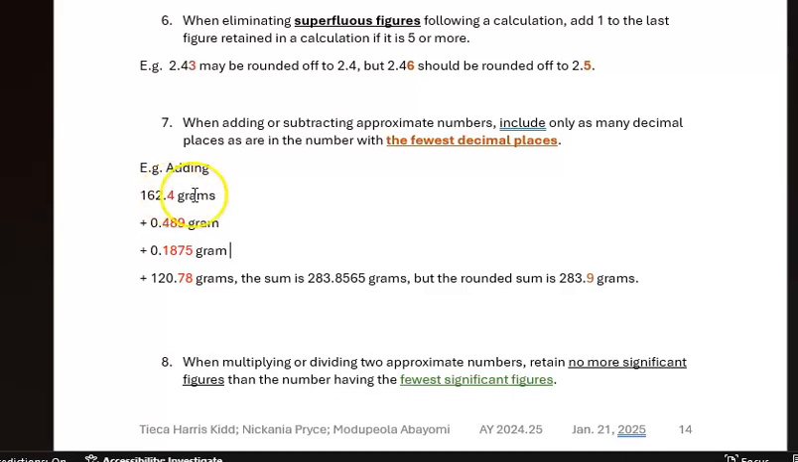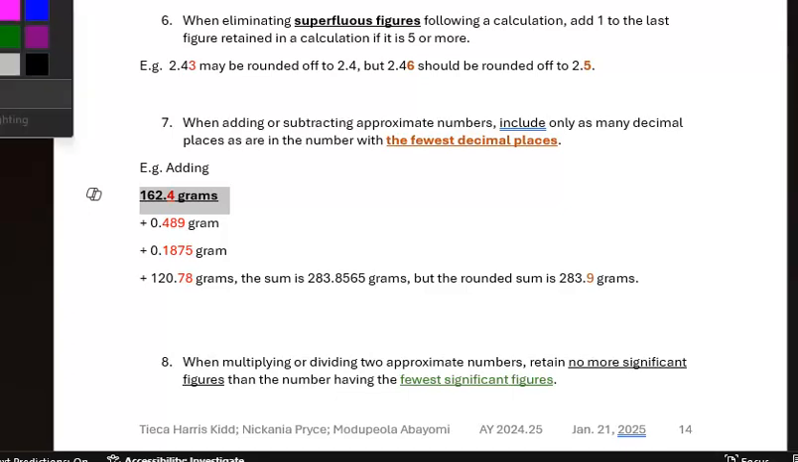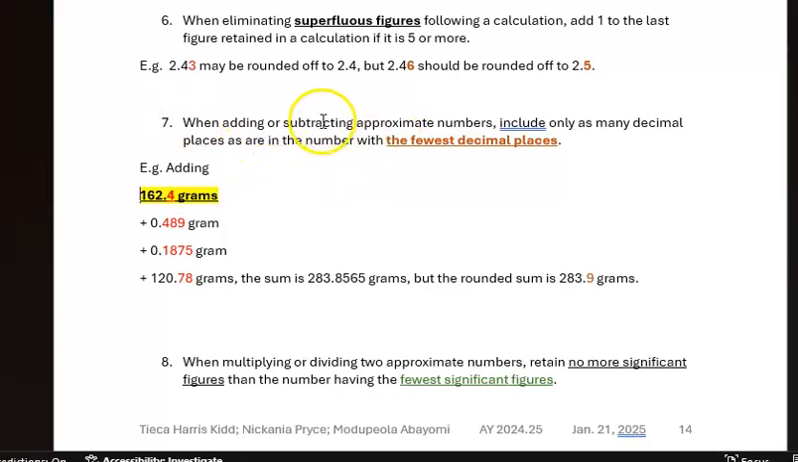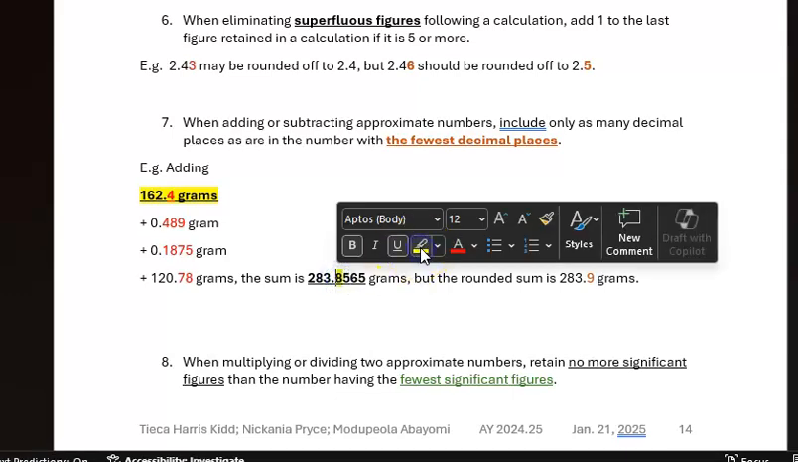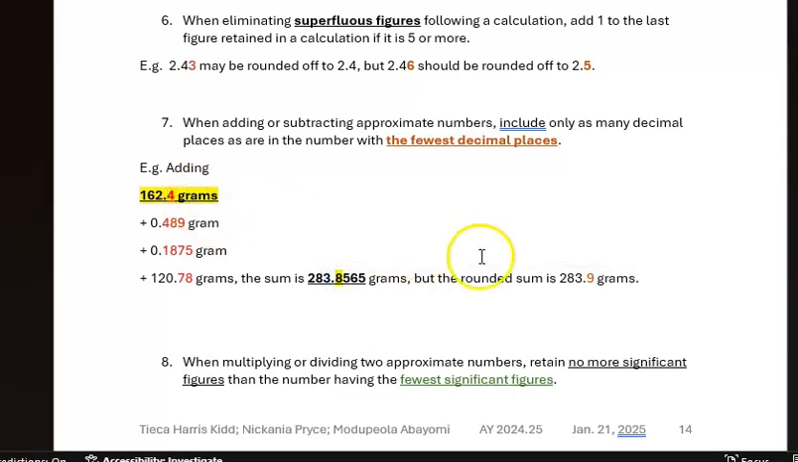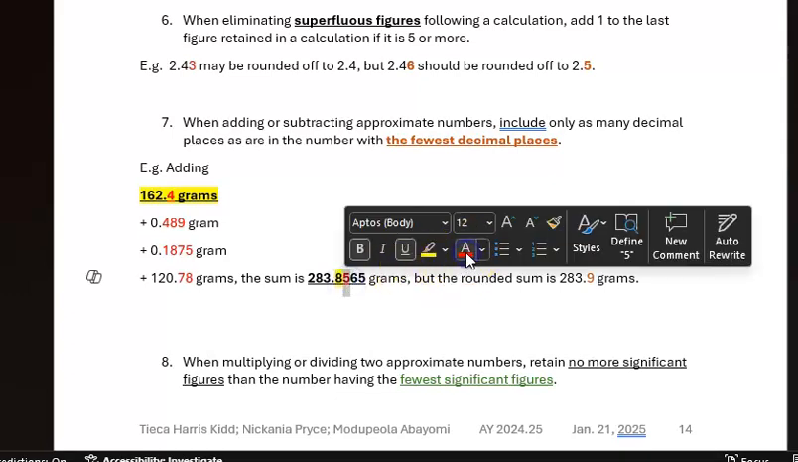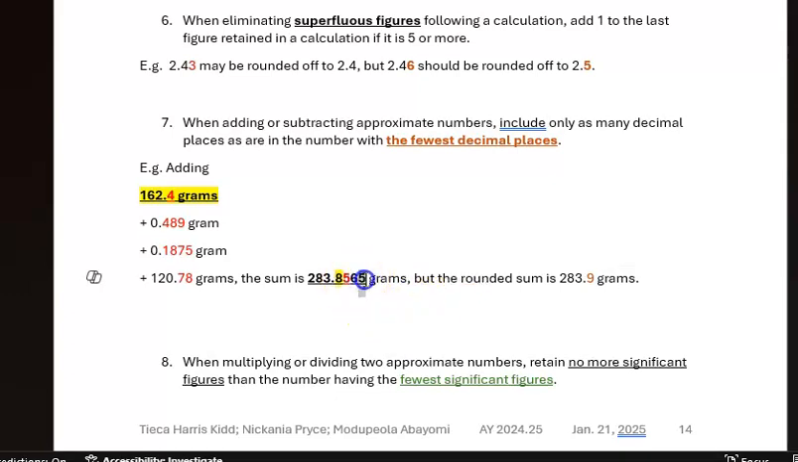So the one with the fewest decimals would be this one. That is the one with the fewest decimals. And so here we will add everything together. When we add it together, we get 283.8565, but we need one place of decimal to match the 162.4. And so that one we will round to 283.9 because right here we have a 5 and the digits after are greater than 0. So we're not going to just drop it.